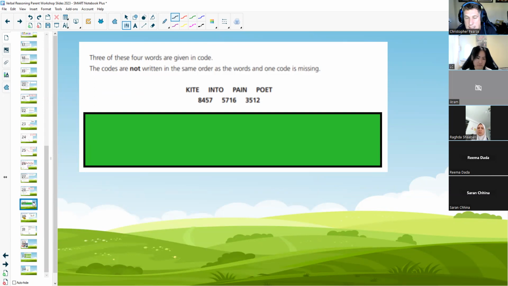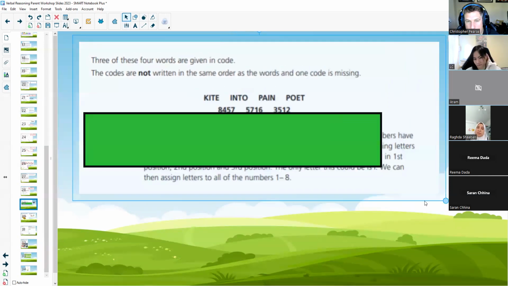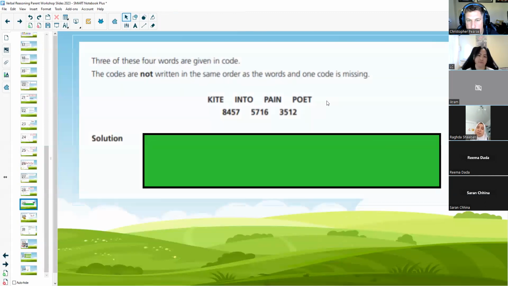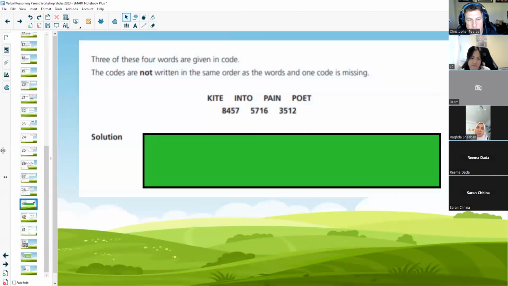So this is another code-related question. And the idea behind this one is that children are given 4 words and then 3 number codes. And they have to match the number codes with the words. I'll make this one a little bit larger for everybody, just so we can see it. The reason for the big box there is just to cover up the solution. But what we've got here is a matching activity, really. It's about matching those letters with the right numbers.